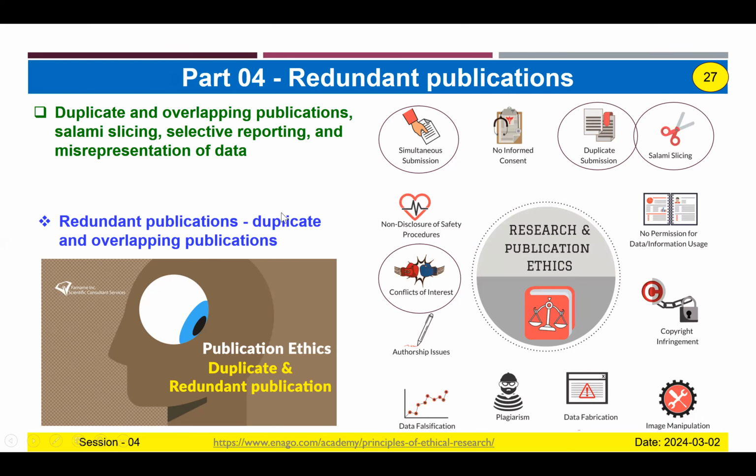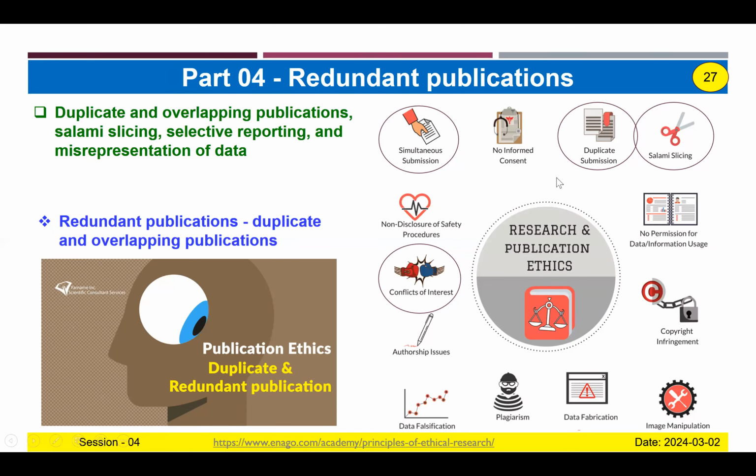First of all, you want to know what redundant publication is. Redundant publication basically means duplicate. So you know the meaning of redundant. It's a duplicate or overlapping publication, so it's called redundant publication. These things belong to research publication ethics. Any journal has research publication ethics, and that contains many components.